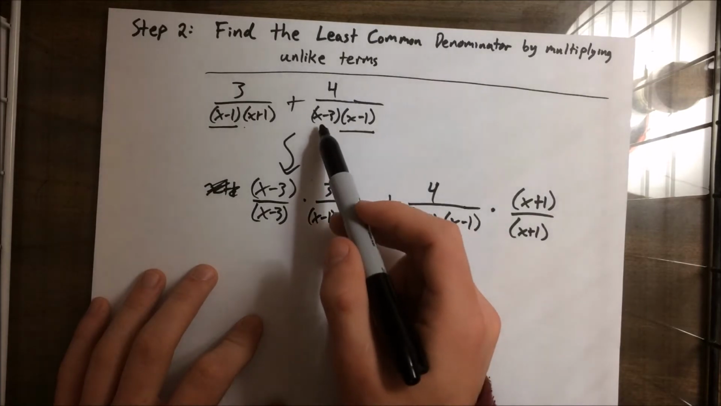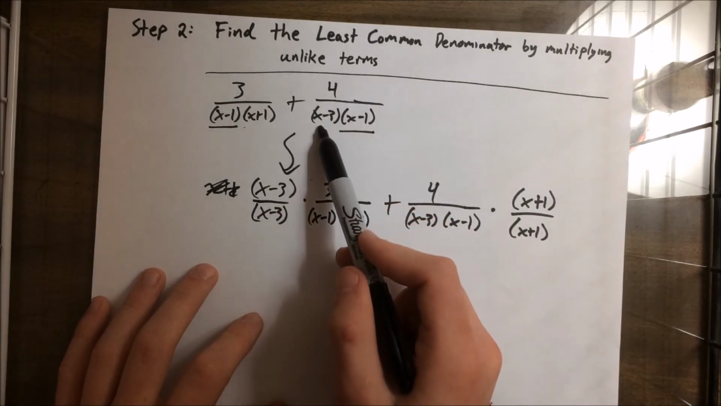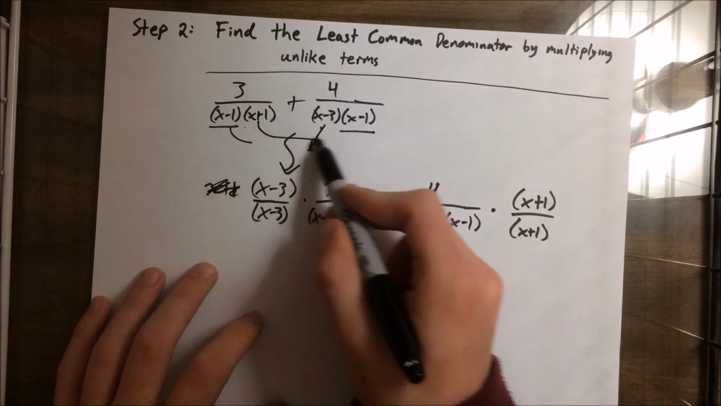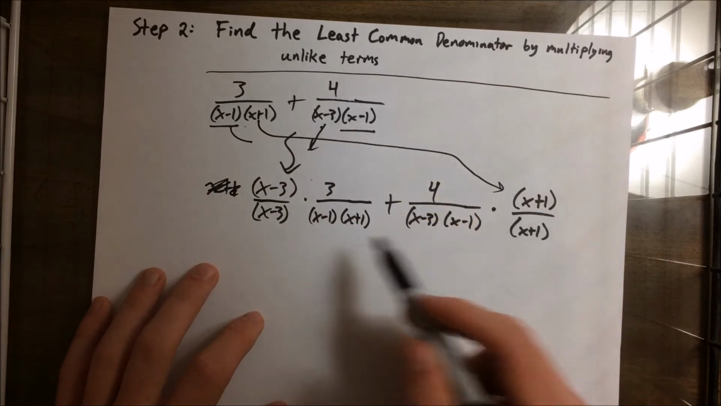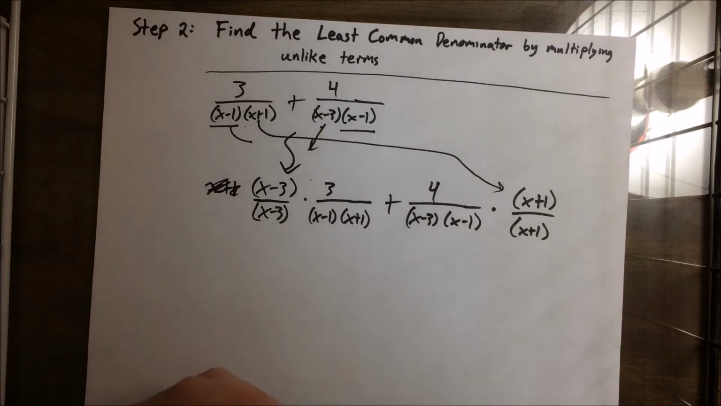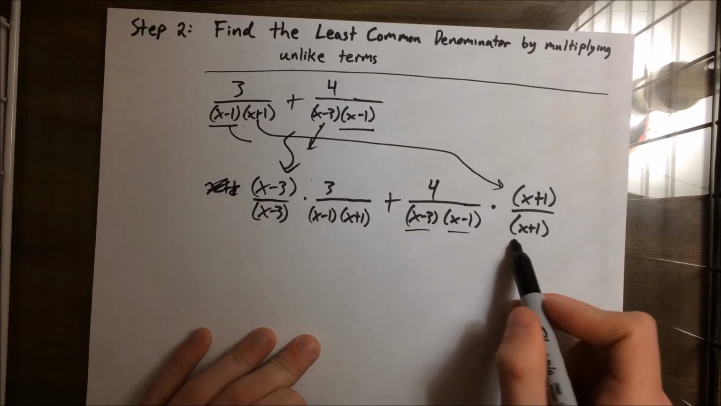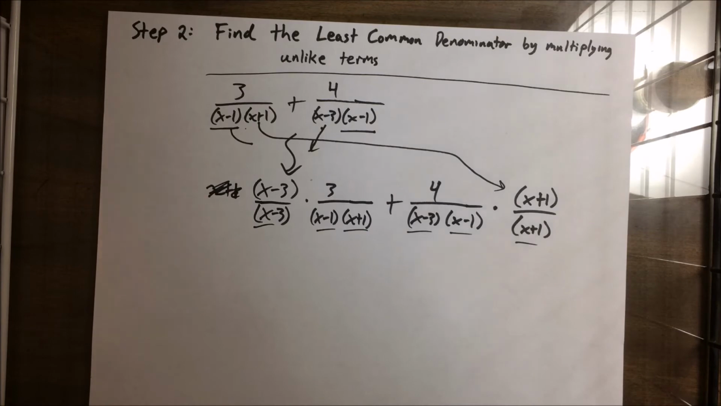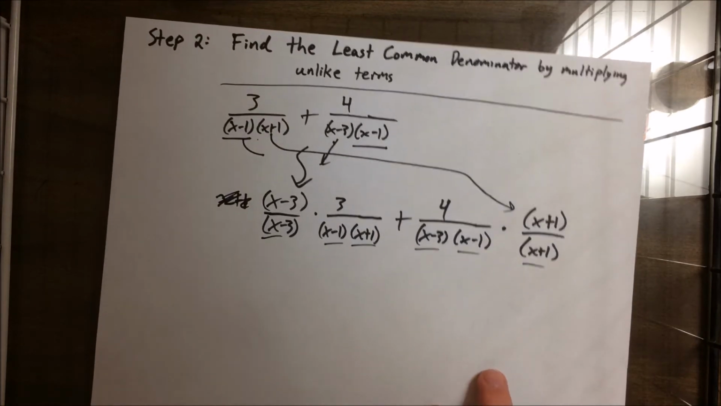So you're taking the two terms that are not like terms, and you're multiplying them to the other fraction. That way you can get a common denominator. So now if you notice, all three of these are in the denominator for both fractions. So let's do step 3 now.